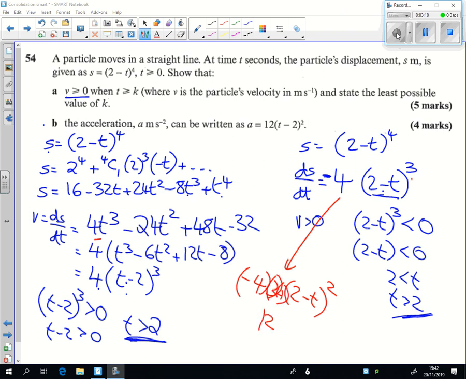And so altogether outside there, you've got 12 lots of, have you got 12? Yeah, you've got 12. 12 lots of 2 minus t all squared. I was pausing that for a second because I was worried I got that round the wrong way, but of course anything squared could be written the other way round as well. So it gives us that too.